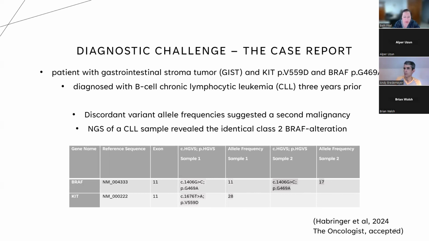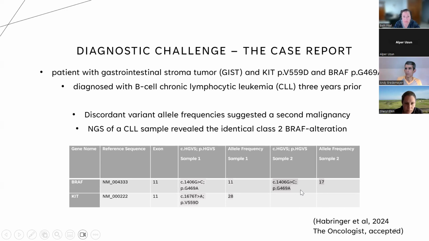So sample 1, was that the CLL? No, sample 1 was from the GIST. Okay, great. Yeah, and then we found a second sample, which was really just from the CLL. And here we could verify that we actually had the same BRAF mutations.